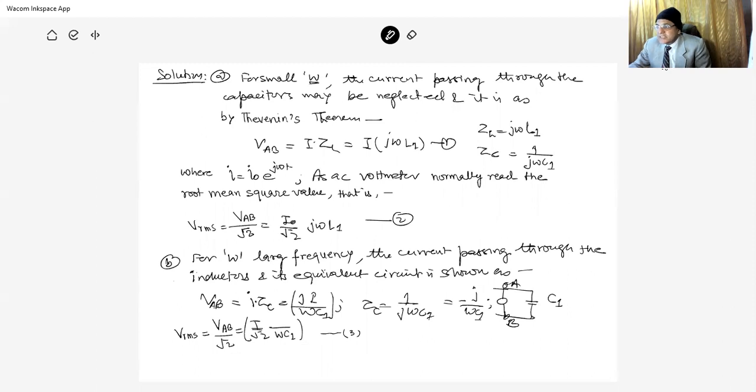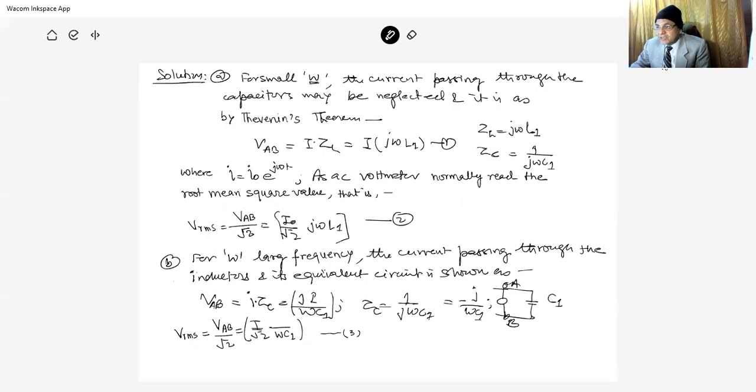t. As an AC voltmeter normally reads the root mean square value, that is Vrms is equal to VAB divided by under root 2, because the voltmeter is based on the heating effect and therefore it reads the root mean square value, and the root mean square value can be obtained by dividing by under root 2. So this one is the voltage that has been recorded during the low frequency.